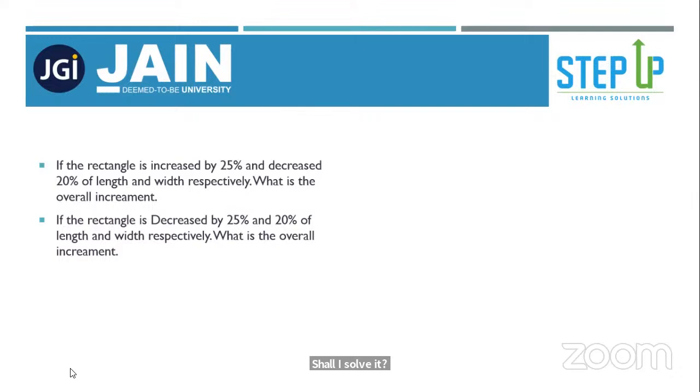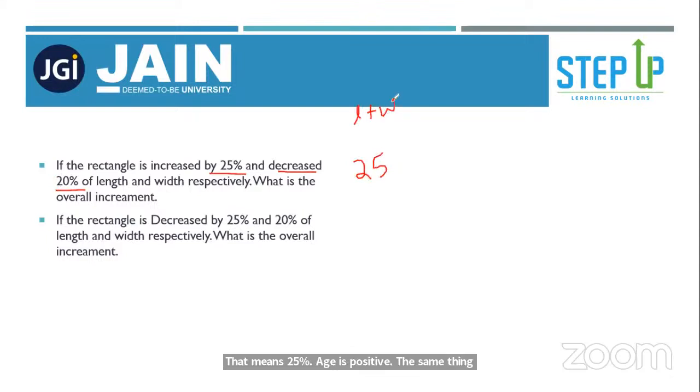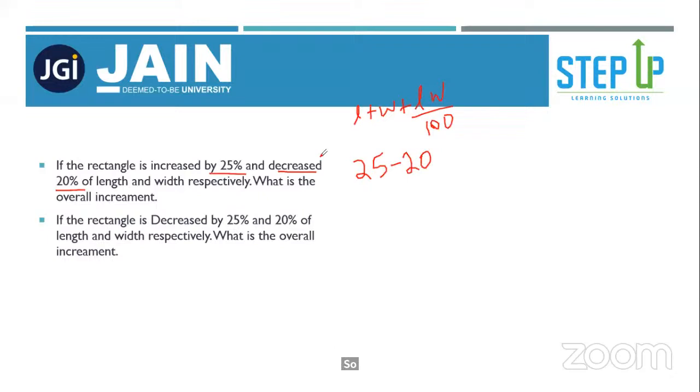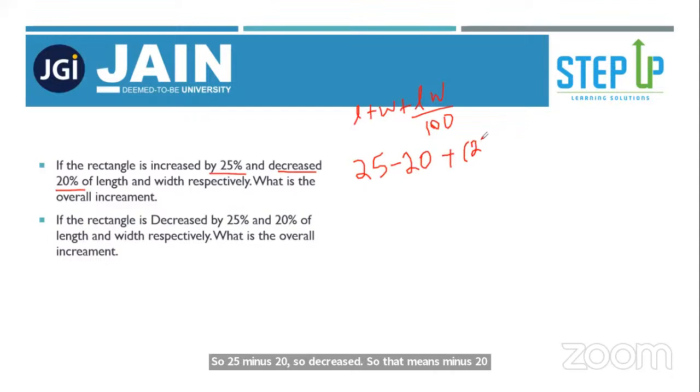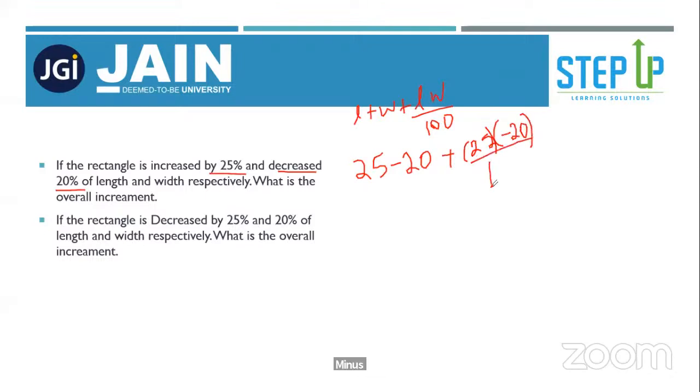Okay. So the first one says increase 25 and decrease 20%. That means 25 percentage is positive. The same thing, length plus width plus length into width by 100. So 25 minus 20, so decreased. That means minus 20 plus 25 times minus 20 divided by 100.